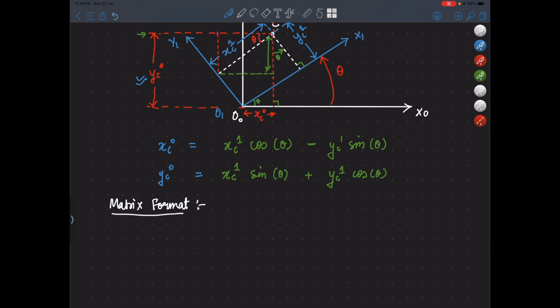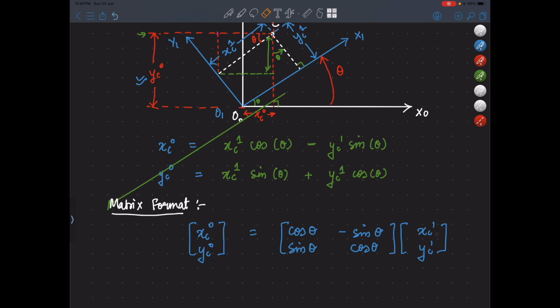So xc naught yc naught equals the matrix cos theta, minus sine theta, sine theta, cos theta, into xc1 yc1. So this is the expression of rotation. There is a matrix and there is a vector xc1 yc1, which is the coordinates of C with respect to frame 1, and if you multiply these two, you get the coordinates of C with respect to the base frame.